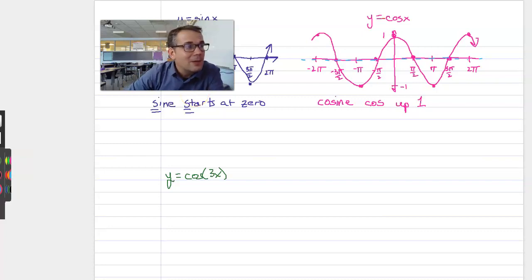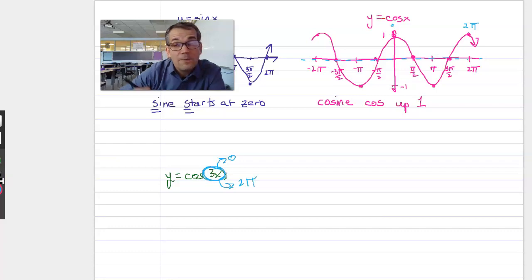Alright, so basically what happens is the typical cosine function starts at 0, and then once it hits 2 pi, it begins to repeat itself. So I want to figure out how this changes when 0 happens and when 2 pi happens. More specifically, I want to figure out when this whole thing equals 0 and when it equals 2 pi. For what value of x will I be taking the cosine of 0? And for what value of x will I be taking the cosine of 2 pi?